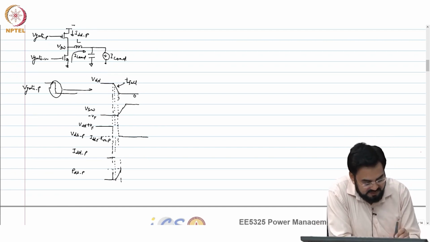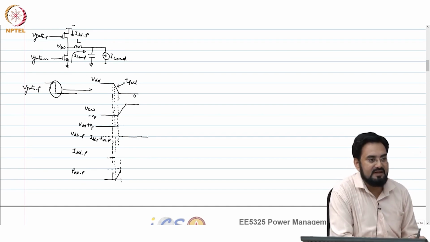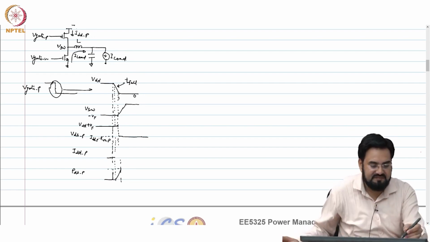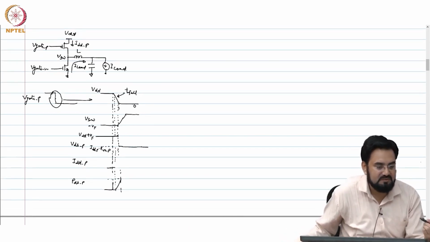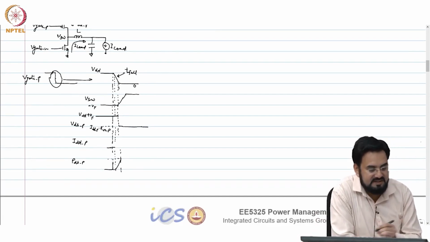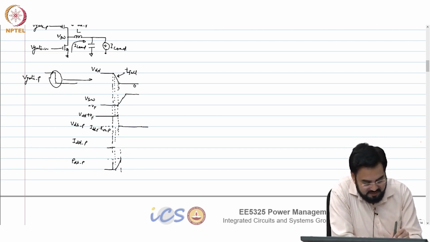Okay. So, it will remain VDD plus VF until here, because what is your VDS? VDS is nothing but VDD minus VSW. So, VSW remains VF until this point. So, VDD plus VF will extend until this point. Okay.